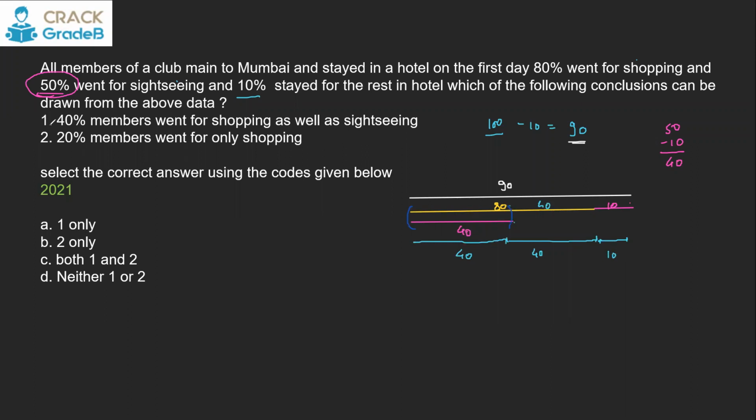They're asking, the first statement is 40% of the members went for shopping as well as sightseeing. Yes, that is a correct statement, because 40 people have both the coupons. That means they went for both. 20% of members went only shopping? No, only shopping are 40. Only the yellow line, the length is 40. So that is a wrong statement. So the first one is correct, the second one is wrong. So you are going to mark the option, select the correct answer. The correct answer is 1 only.